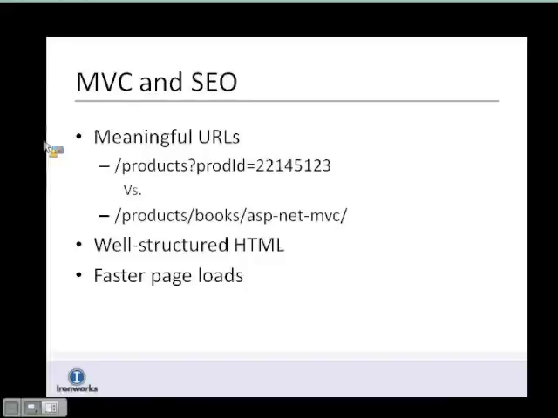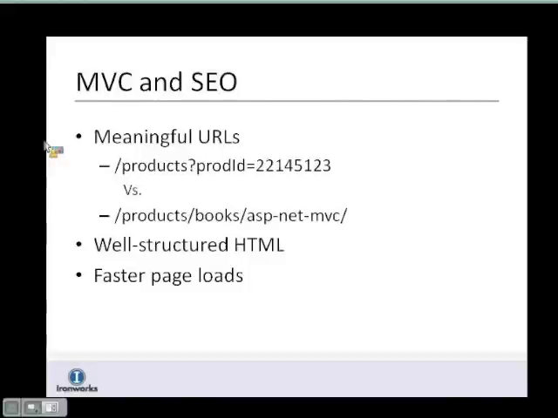You can see the second URL, product/books/ASP.NET MVC. That's a more meaningful URL to me as a user. That's also more meaningful to search engines that are trying to determine what this page is about. If you have a descriptive URL, that is going to help your page rank better in search engines.